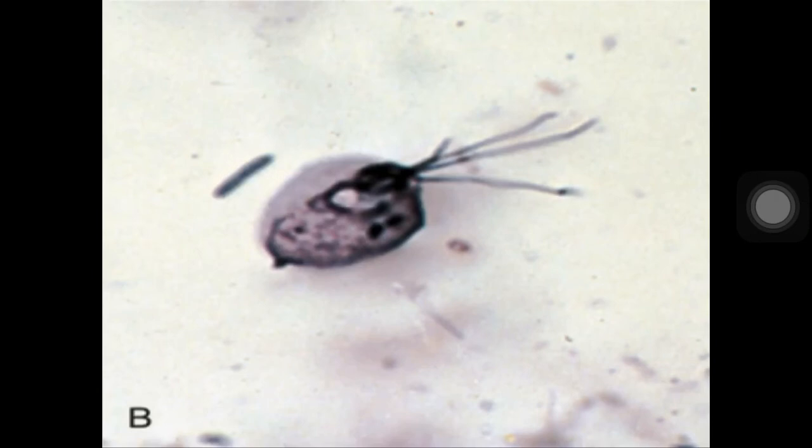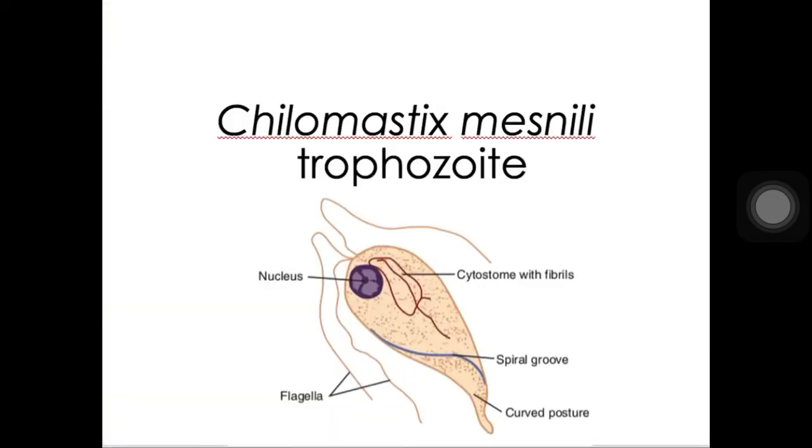Next po tayo, number 16. Next, na-identify po ba? Madali lang din yan, di ba? This one is your Chylomastix mesnili trophocyte. This one po is considered as a non-pathogen. So, commensal po ito, yung ating Chylomastix mesnili. Also described as pear-shaped, parang Giardia din, pear-shaped kanina. Generally po, we have here 4 flagella in total.